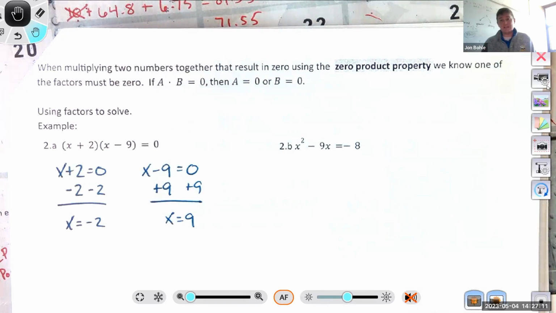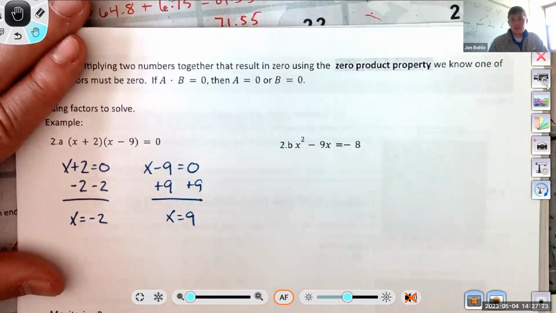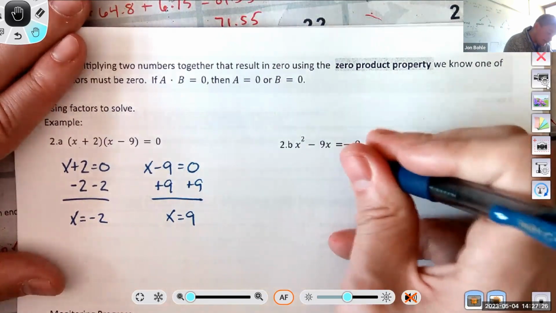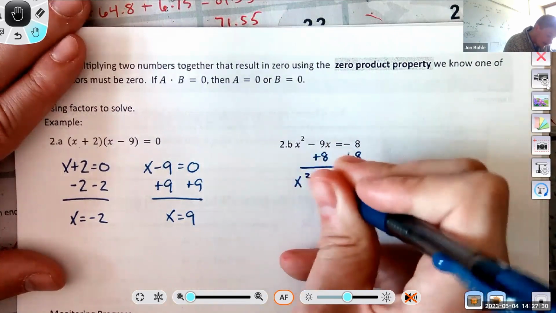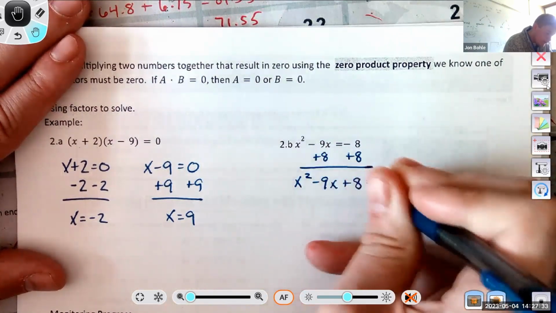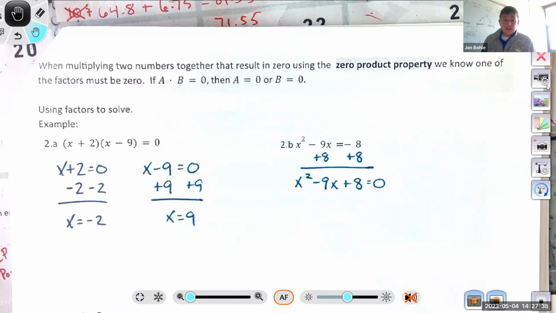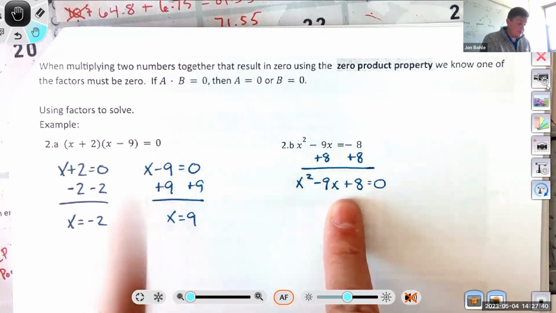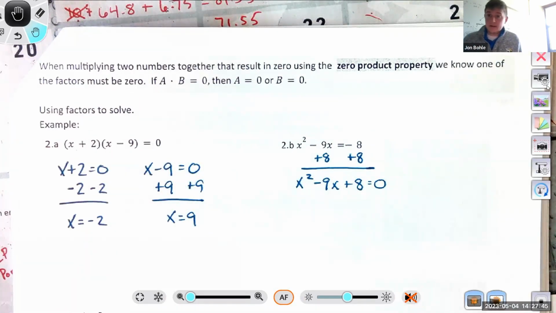On 2b, that's not the case. First off, it's not set equal to 0, and second, it's not factored. So we're going to try to do both of those. First things first, set it equal to 0. It's currently set equal to -8, so I'm going to undo -8 by adding 8, because -8 plus 8 is 0. Now I have x squared minus 9x plus 8 equals 0. Now that it's set equal to 0, I can actually factor this because we just worked on factoring, so we can put it in a form that's similar to this, set both of them equal to 0, ta-da, we're going to be done.